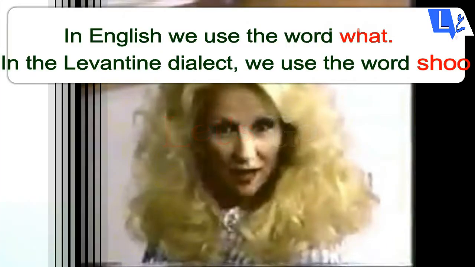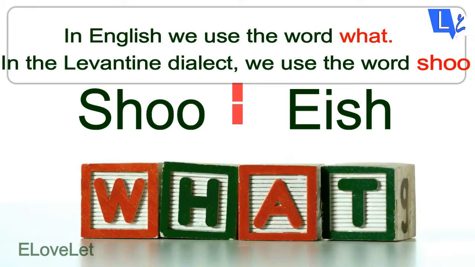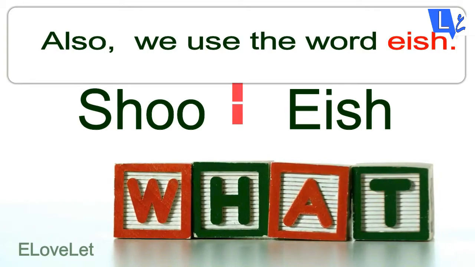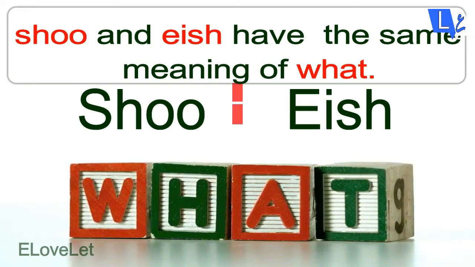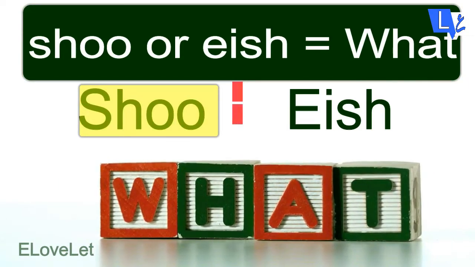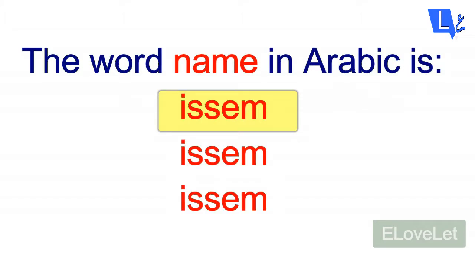In English, we use the word, what? In the Levantine dialect, we use the word, shu. Also, we use the word, ايش. Shu and ايش have the same meaning of what? Shu. ايش. The word name, in Arabic means اسم.